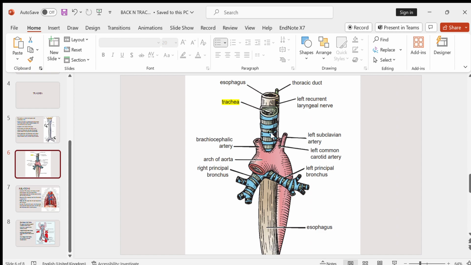In this picture, we can see that this blue ringed structure is the trachea, starting from the level of C6 and extending till the level of T4 and bifurcates into right and left principal bronchi.